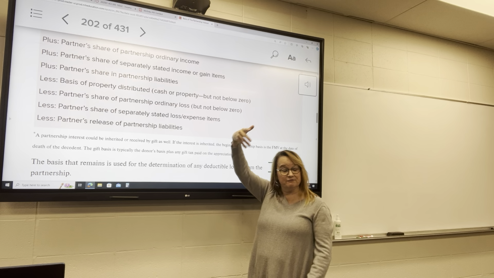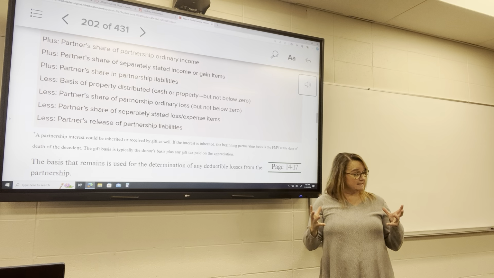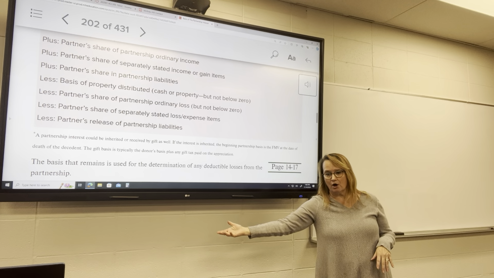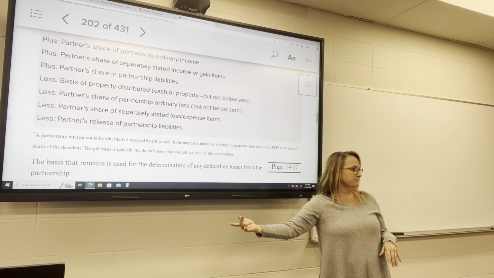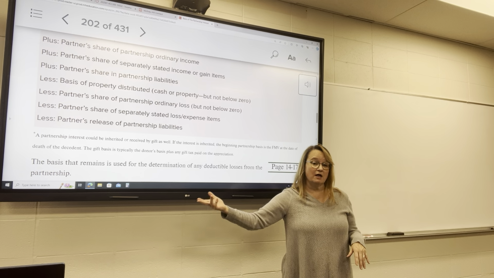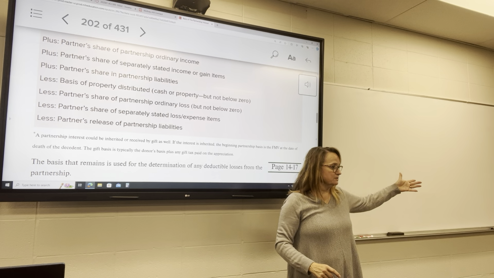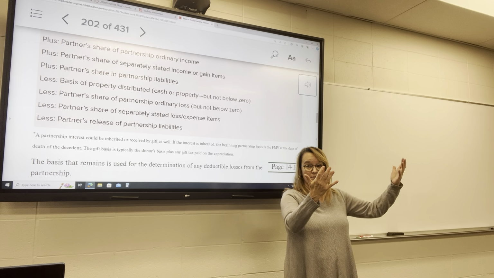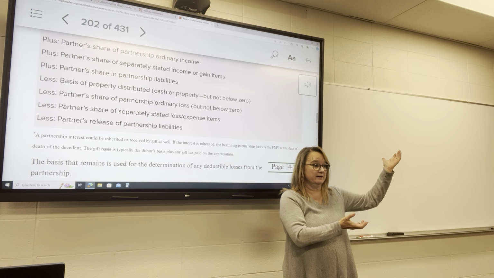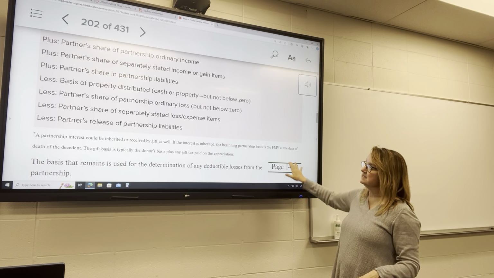Okay, because if it's a negative and we have basis to cover it, that means we're going to get a tax advantage. If we have a $50,000 loss in our partnership and we have basis to cover that, that means that $50,000 is going to reduce the other income on our tax return. So if I had wages of $100,000, now my taxable income is $50,000, not the $100,000. I'm going to get a big tax benefit from that, okay? So if we still have basis, then we can take that loss.